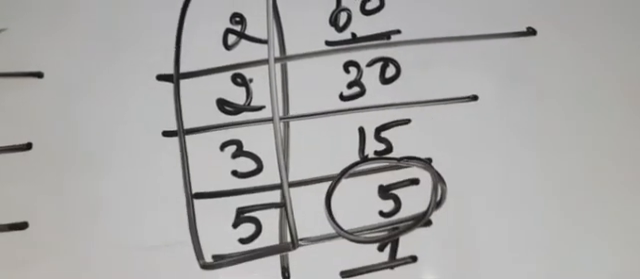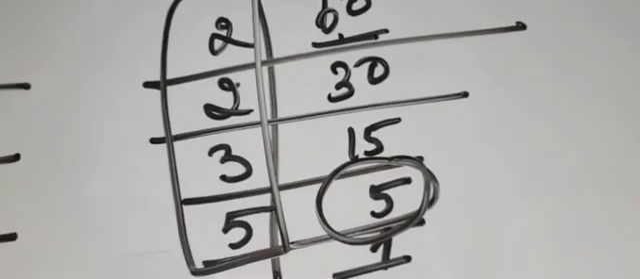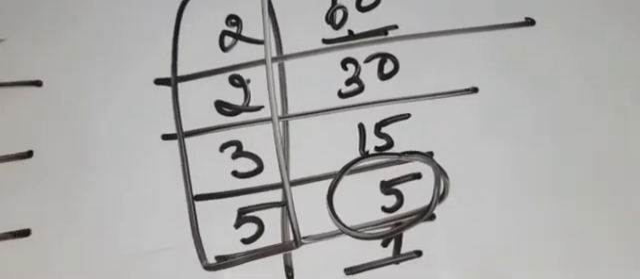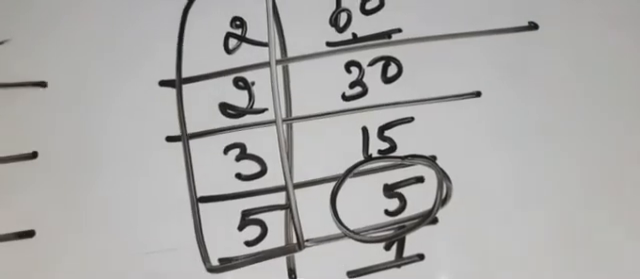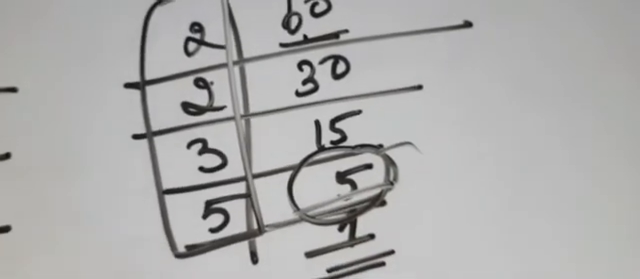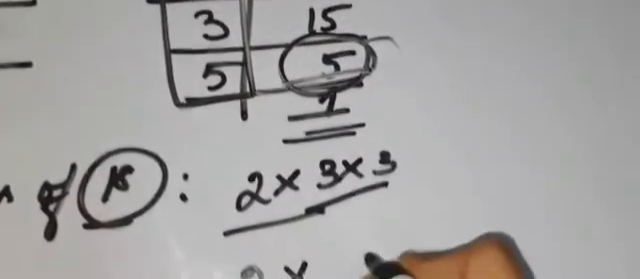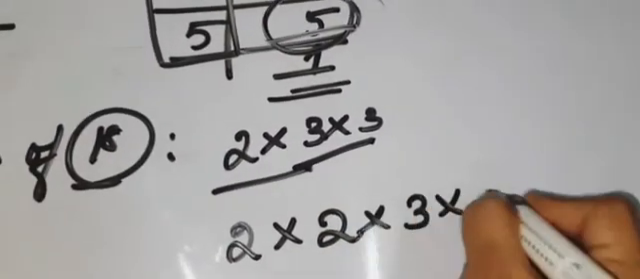Listen students, in the factorization method, when we get the prime factors, we stop there itself. But here what we are doing is we are simplifying even those prime factors to get the remainder as 1. So that is the rule of the long division method. Other than that, the process is the same for the long division method and the factor tree method. Now we are going to write the prime factors of the given number 60. So what are the prime factors here? 2 into 2 into 3 into 5.